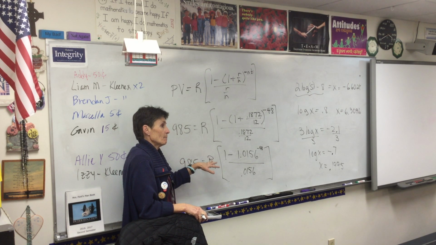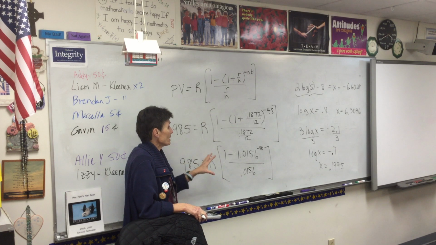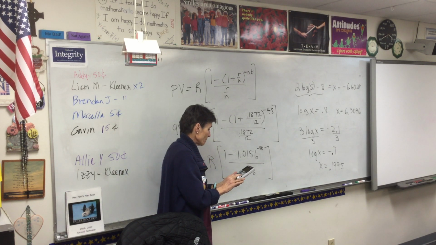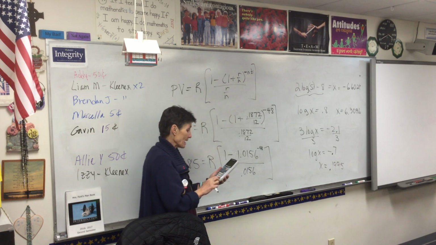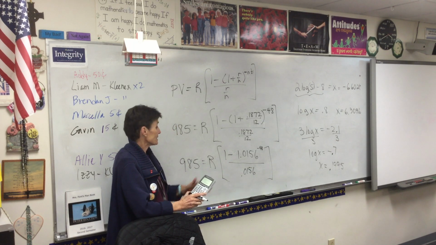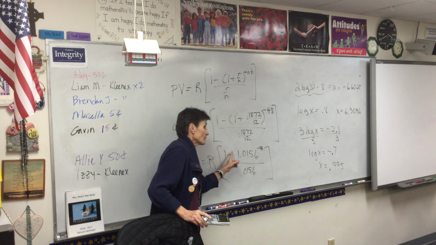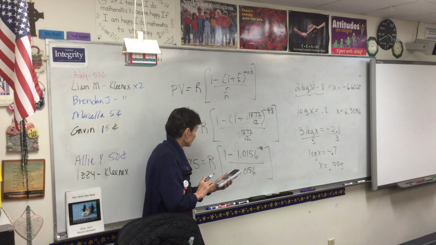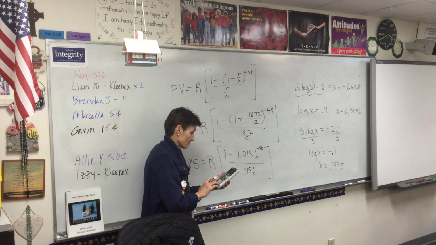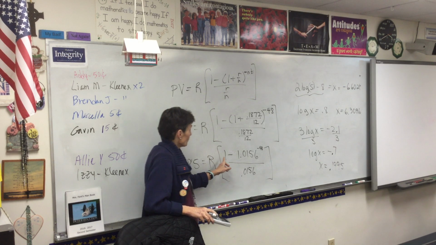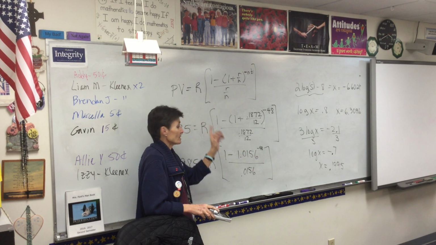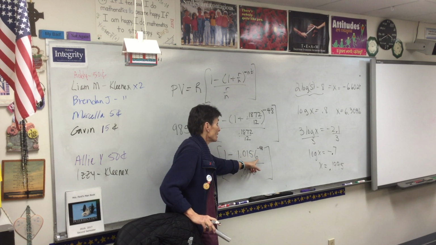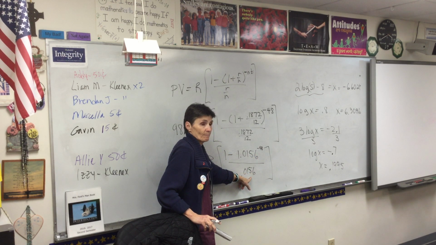I'm going to type this in, but when I do it, I have to be very careful. I can type 1 minus 1.0156 raised to the negative 48, but then I have to hit equals. Don't forget to hit equals, and then divide that by 0.0156. So when you type in your numerator, whatever strategy you're using, you've got to remember to hit equals before you hit divided by.